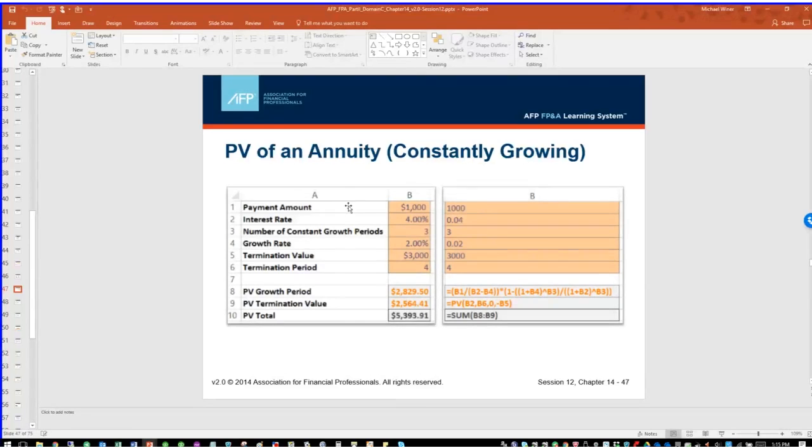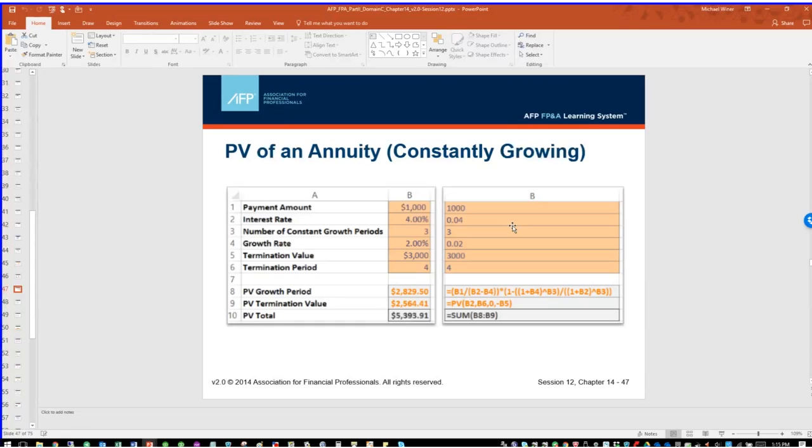We've got cell B1, which is the payment amount. Cell B2 is the percentage, which is entered as 0.04. B3 is the number of constant growth periods. Cell B4 is the growth rate, again in percentage terms, 0.02. Then we have a termination value. That's what we'll get at the end of the project, and the termination period is period 4.